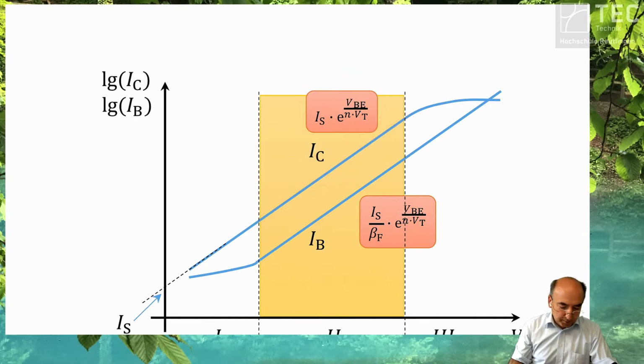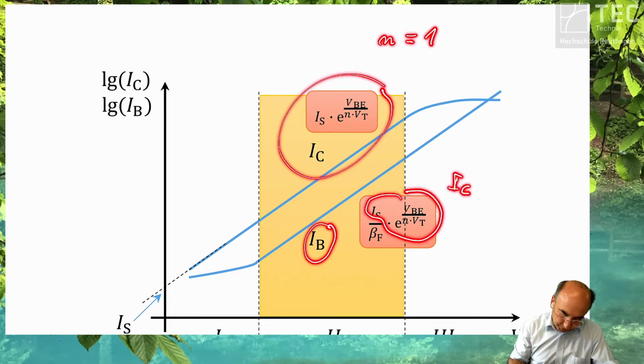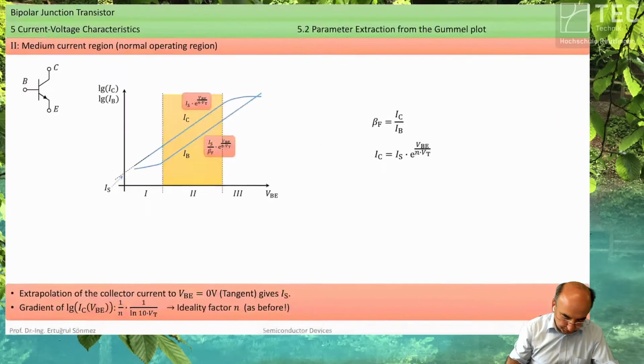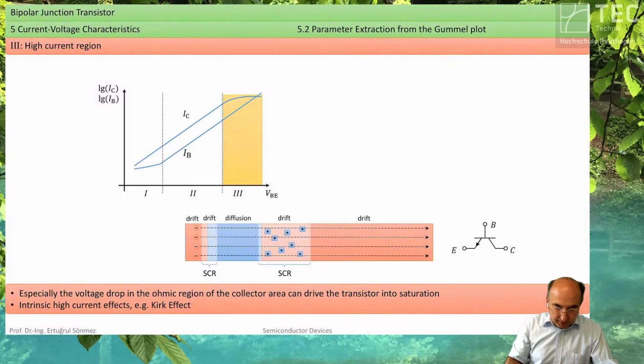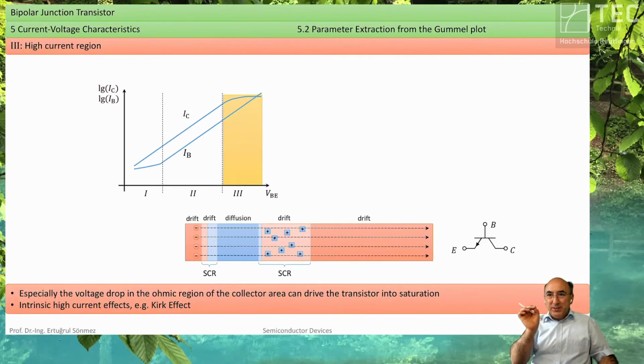Okay, so if we talk about the current equations of a bipolar transistor, we talk about this exponential function. Usually n is 1, and the base current is the collector current divided by beta. That's all, very much simplified. And the high current region, that's very important and very delicious. Not many people in the world who use bipolar transistors know what high current means.